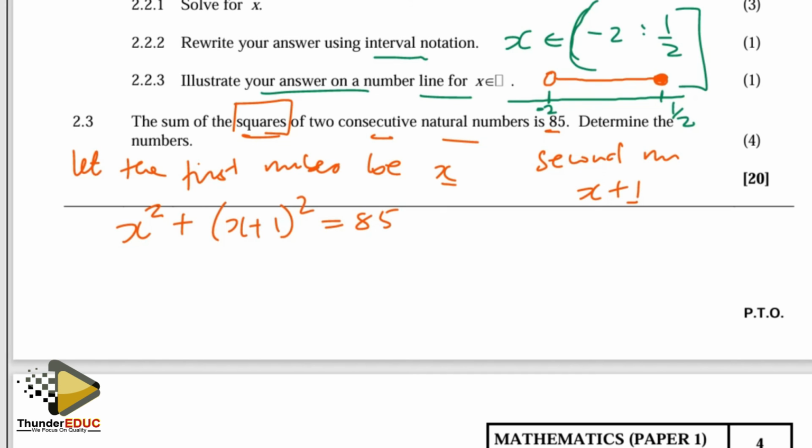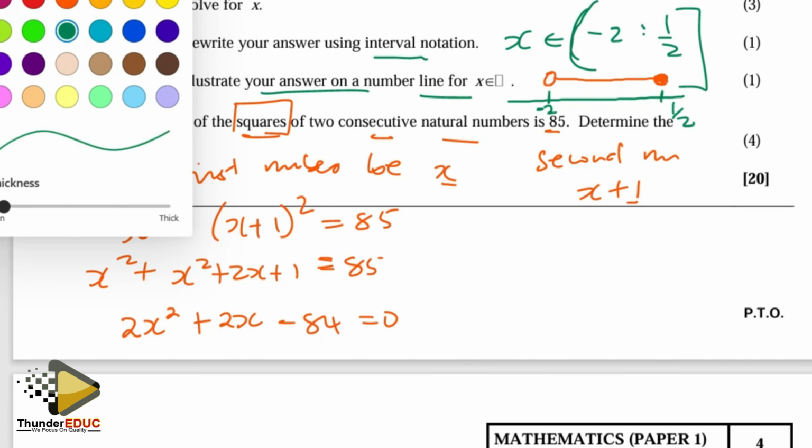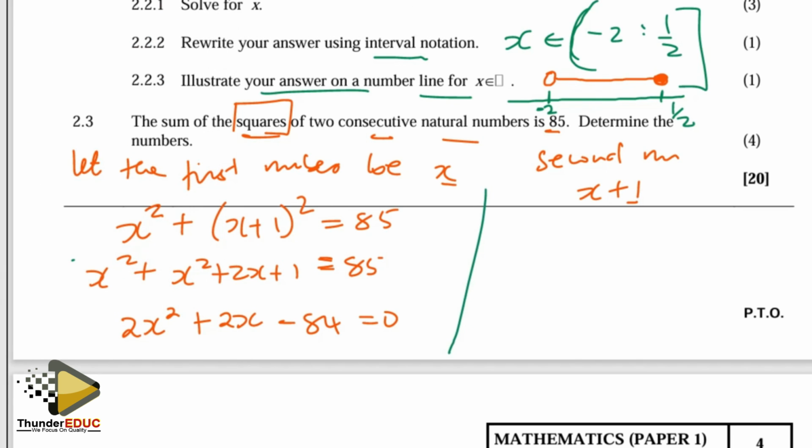What are the numbers? Open this up. So it's x squared plus, that's going to be x squared plus 2x plus 1. Use the FOIL method, is equal to 85. And bring everything to one side so that I can solve my quadratic. So that's going to be 2x squared plus another 2x. When this one comes that side, it's going to be negative 84. Gives me a 0. And then what I do next, I divide through by 2 to make life easy for myself. So it's x squared plus x minus 42 is equal to 0.